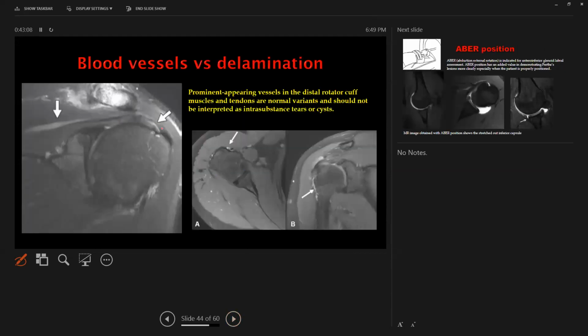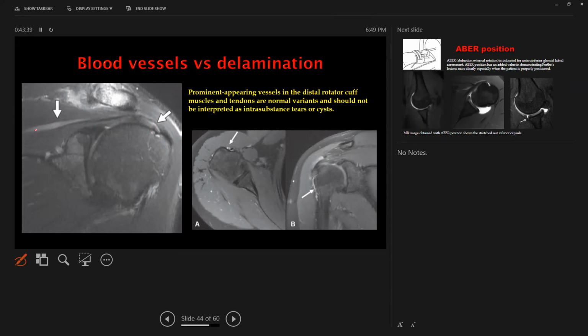Again, when looking at the tendons, there are some blood vessels going along the tendons, which can be misinterpreted as delamination or intrasubstance tears. However, again, you need to follow these high signal areas. Usually these are branching. When you see the real images, you can see them branching and joining other vessels. That is how you differentiate them.